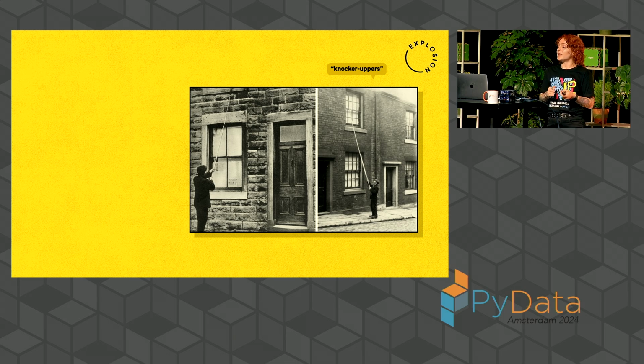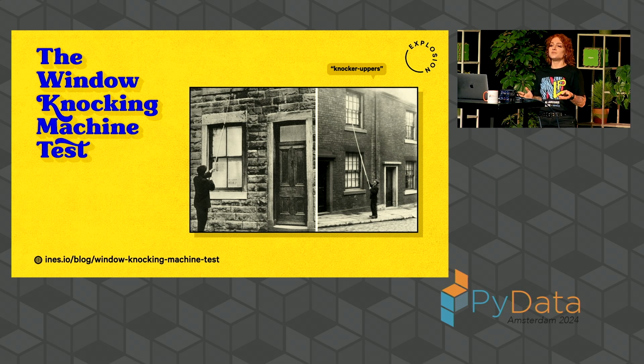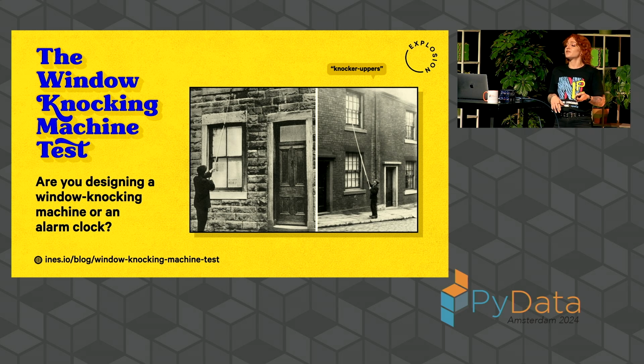So if you had to get up for work, you hire a knocker-upper, and they would come and knock on your window. Of course, this is a profession that has long died out, and we have replaced this job successfully with technology. But what we did was we built alarm clocks. We didn't build a window knocking machine. So that leads me to something that I like to call the window knocking machine test. It basically means whenever you're tasked with automating something that was previously performed by a human, ask yourself, are you building a window knocking machine, or are you actually designing an alarm clock?